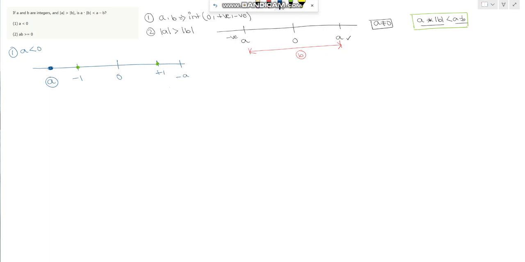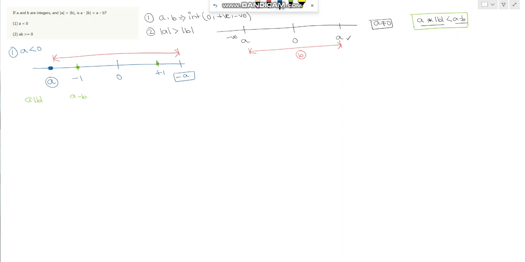Now, again, minus a will be greater than 1 because a is less than minus 1, and we have already seen that b will be a value out here. So b can definitely be 1 or minus 1. Now, as I was saying, if b is 1 or minus 1, the product of a into mod of b is the same, while the difference between a and b will have different values, right? So we can look at this particular information.